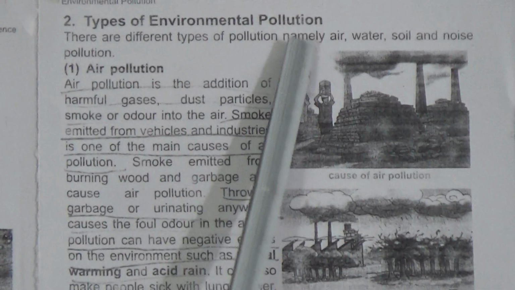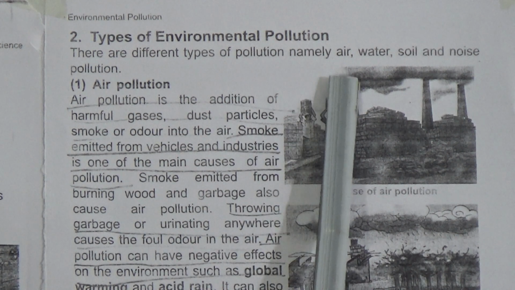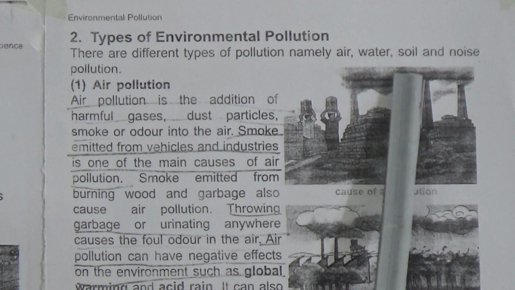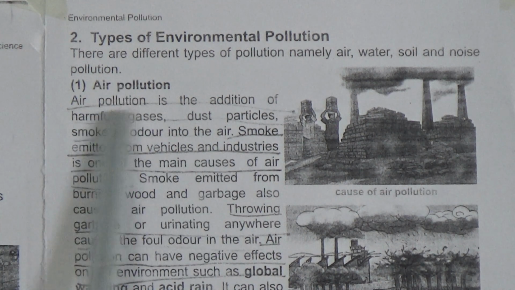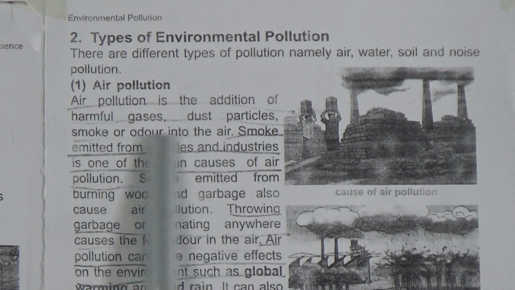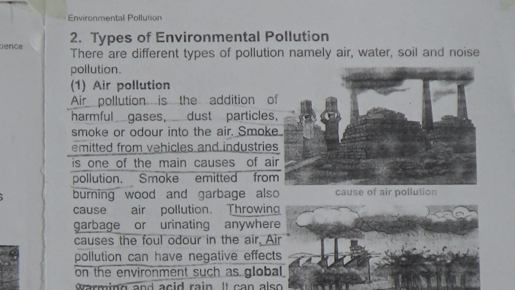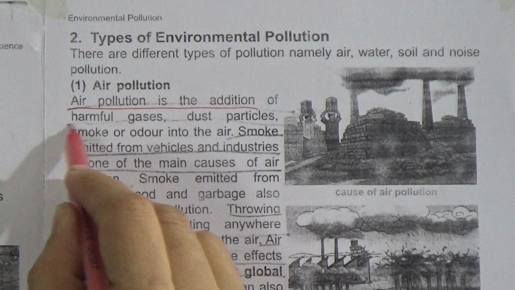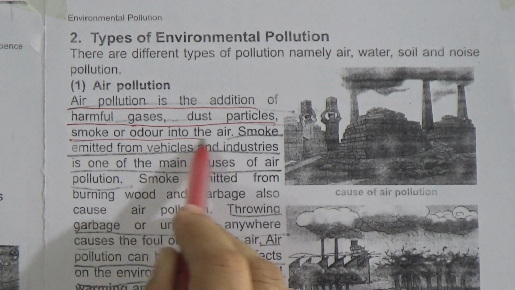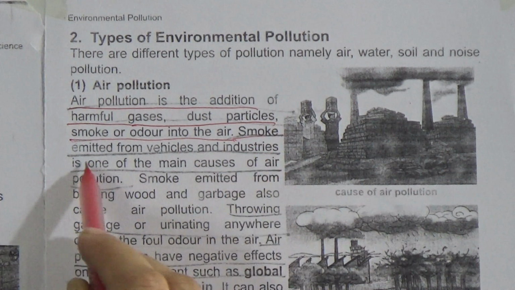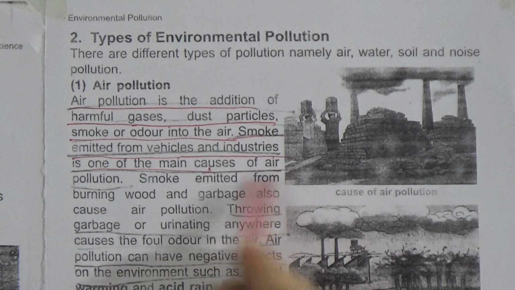Types of environmental pollution. There are different types of pollution, namely air, water, soil and noise pollution. Number 1, air pollution. Air pollution is the addition of harmful gases, dust particles, smoke or odor into the air. My dear students, underline this one also. Smoke emitted from vehicles and industries is one of the main causes of air pollution.